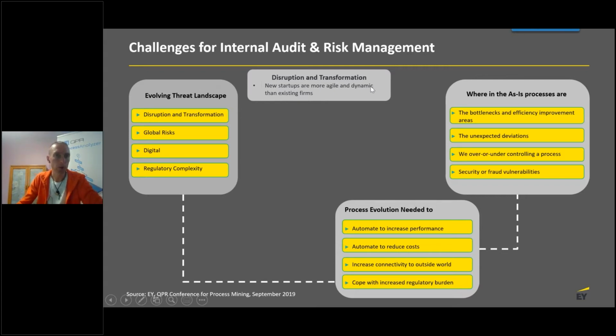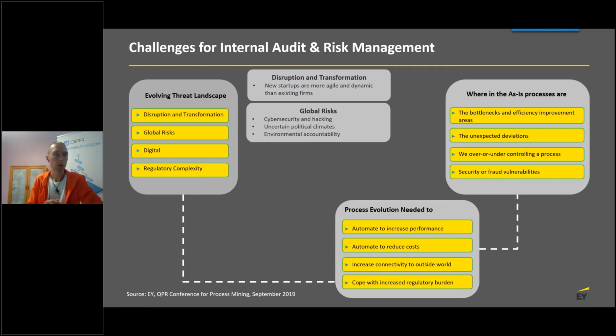So, disruption and transformation. New startups are very agile, more dynamic than the existing firms. So it means that the existing firms have a challenge to cope with the new entrants into the business. Global risks: security, uncertain political climates, environmental accountability, and we could have added, for example, the pandemic crisis into the global risks. But the global risks, as we have seen, are big and very concrete.